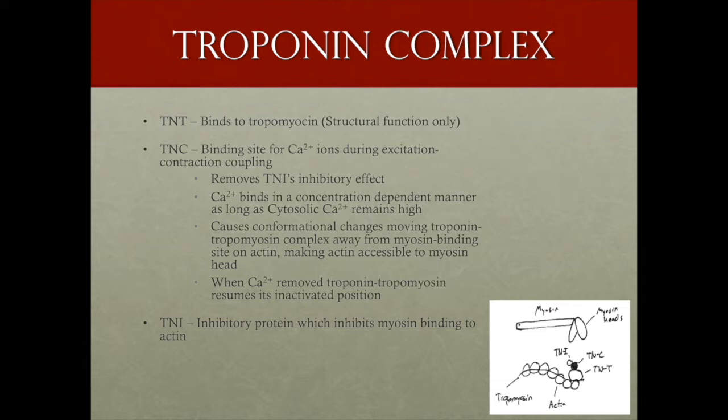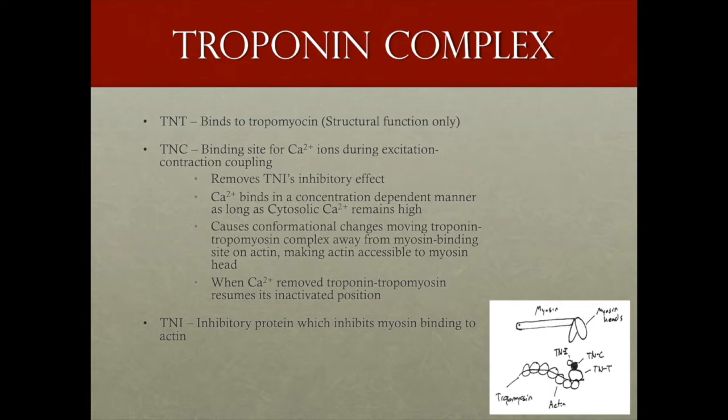Calcium binds in a concentration-dependent manner to troponin C as long as cytosolic calcium concentrations remain high. This binding causes a conformational change, moving the troponin-tropomyosin complex away from the myosin binding site on actin and exposing it. This makes actin accessible for the myosin globular head. When calcium is removed from troponin C, the troponin-tropomyosin resumes its inactivating position.